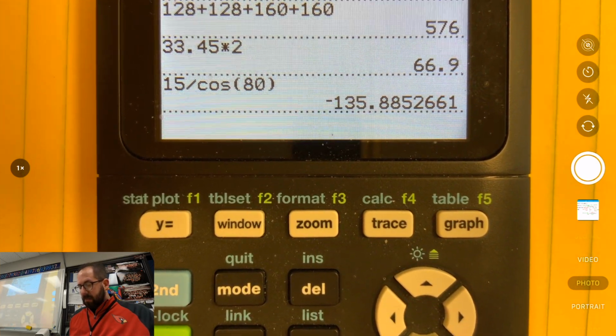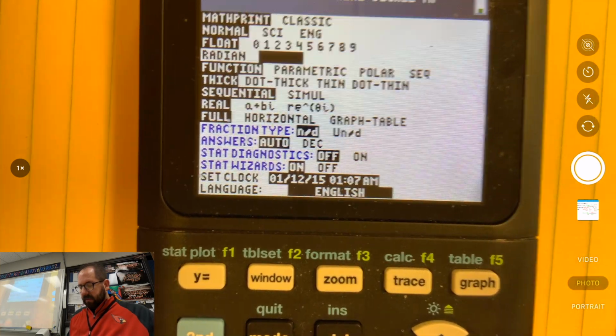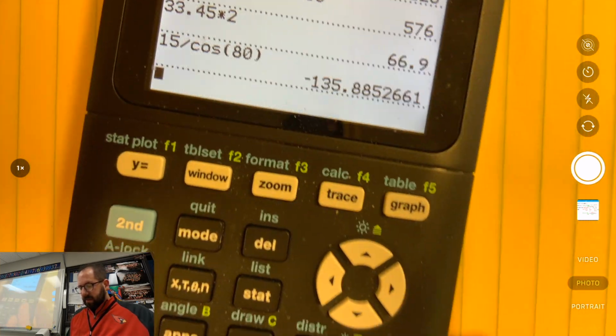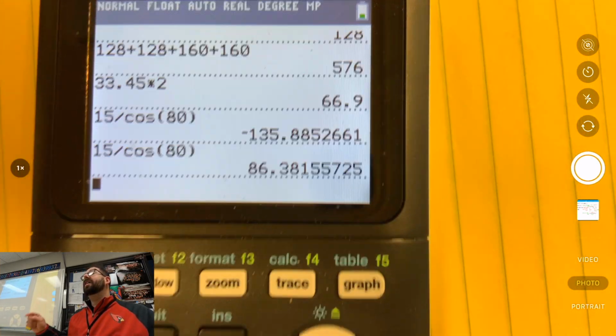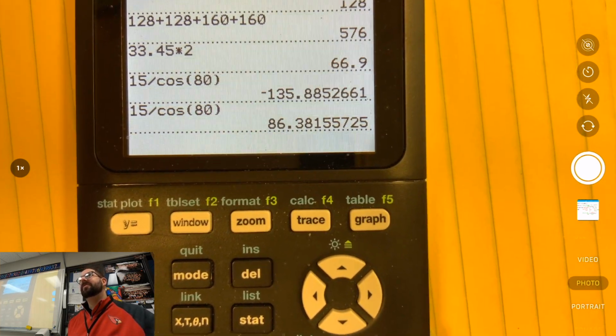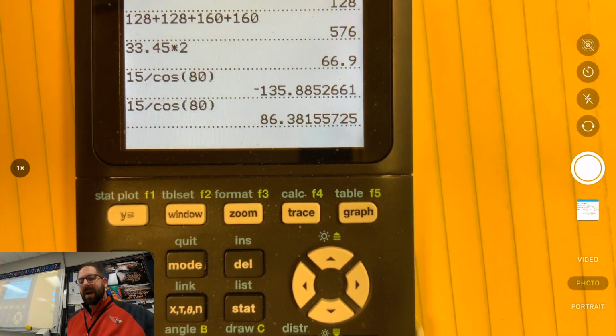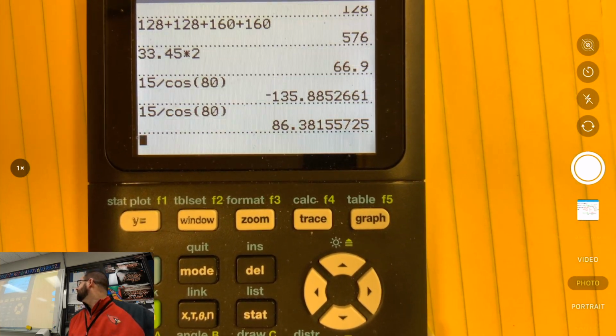I don't think I'm in the right mode. I clearly reset my calculator. That doesn't make any sense. There, 86. Sorry. There's a perfect example of why you have to make sure it's in degree mode, not radians. I must have switched to radians. So it's 86.38. That negative 135 made no sense for my numbers.